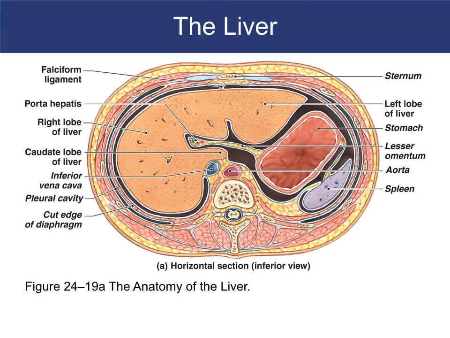Now here's the lesser omentum right across here. Here's the blood vessels. Here's the stomach. This is the lesser curve of the stomach. This is the greater curve of the stomach. Notice that out here is the spleen coming off of that as well. Here in the back is the vena cava, the inferior vena cava, and the aorta. Aorta carrying blood down to the legs, vena cava bringing all the blood back. Okay?